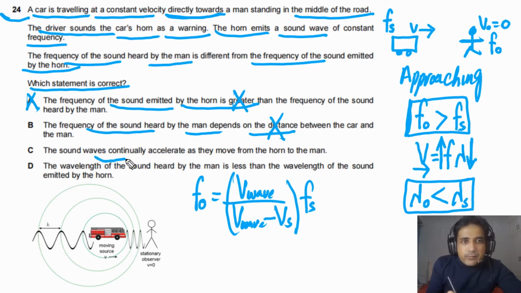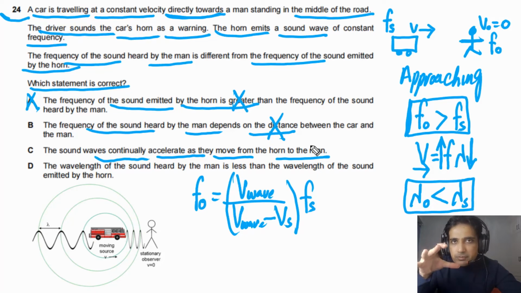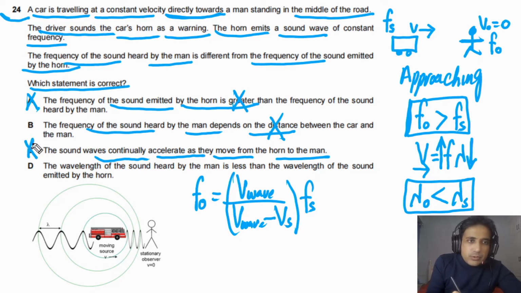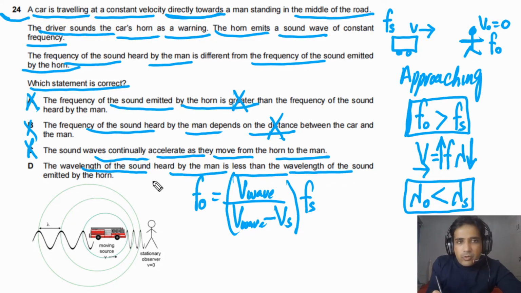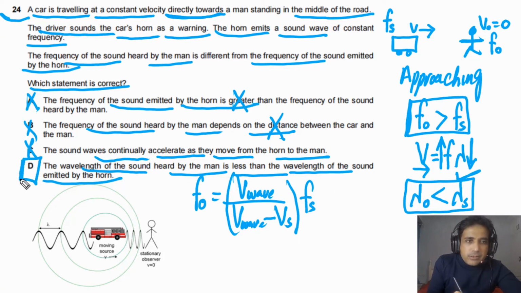"The sound waves continually accelerate as they move from the horn to the man." The speed of the wave does not change. If the type of wave is the same and the medium is the same, the speed of the wave will not change. So C is also incorrect. "The wavelength of the sound heard by the man is less than the wavelength of the sound emitted by the horn." So this one is true. So the answer for this question is D. D is the correct answer.